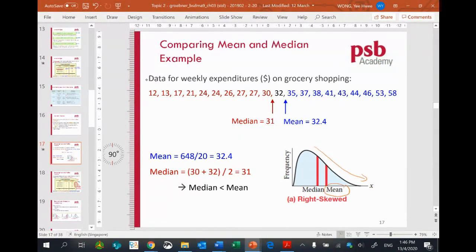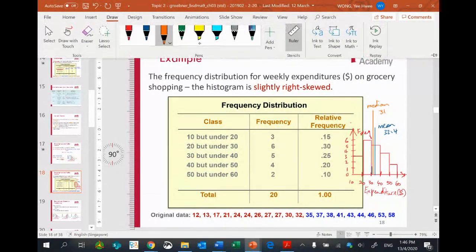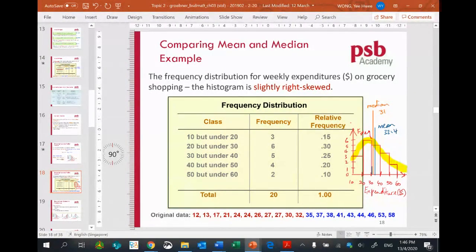The mean is bigger, so you have a right skewed graph. Same, you see that you have a right skewed graph. The graph is skewed to the right hand side. All right, so just draw it. You see that? Right.